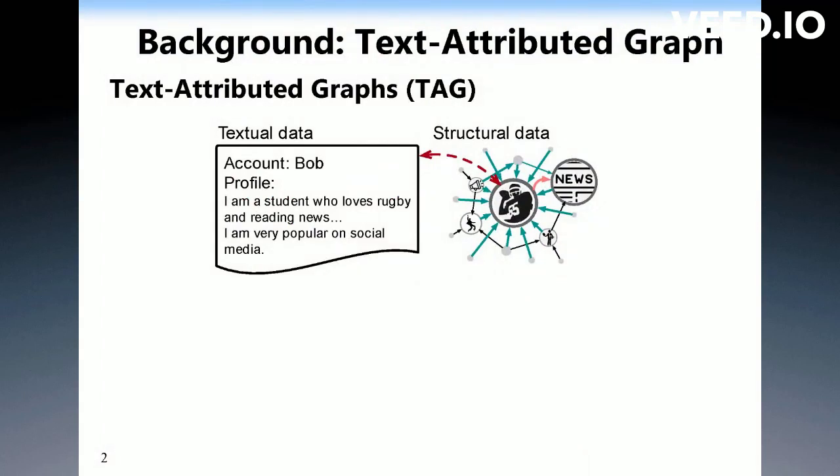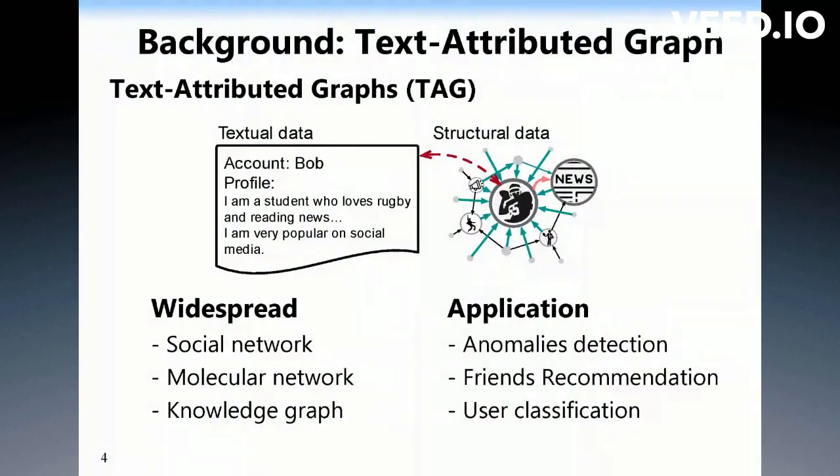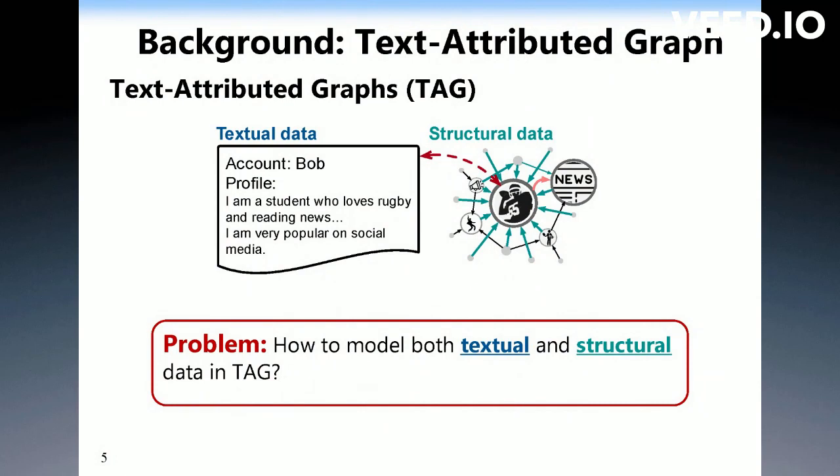This paper focuses on text attribute graphs. In this graph, node features are textual data. TAG is widespread in real-world scenarios such as social networks, molecular networks. Modern TAGs benefit various applications such as anomaly detection, recommendation, and user classification. Our question is how to model TAG, with the core challenge being how to model its textual and structured data.